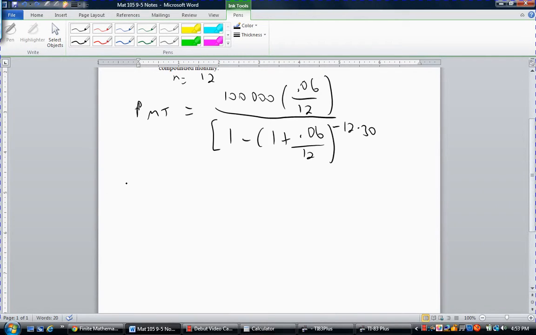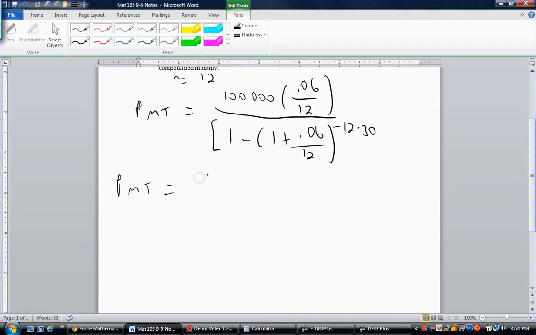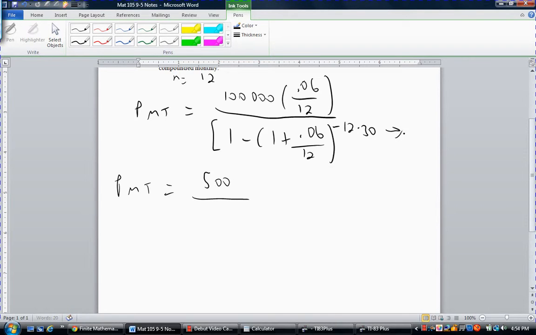So I want to find the numerator. To do that, let's type in 0.06 divided by 12. And then we're going to times that by 100,000. And we get 500. Now notice in the denominator that we have an exponent of negative 12 times 30. And so we should get negative 360. And so I'm just going to write that down as a reminder to myself what it actually equals.